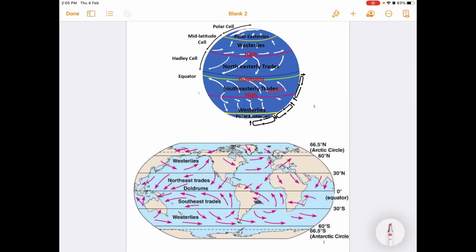Next, permanent or prevailing winds are the westerlies. The extent of the westerlies is from 30 degree to 60 degree north and south of the equator, and they blow from the subtropical high pressure belt towards the subpolar low pressure belts in both the hemispheres. And in the northern hemisphere the direction of the wind is from southwest to northeast, here southwest to northeast.